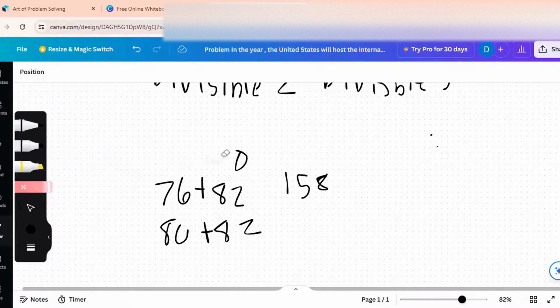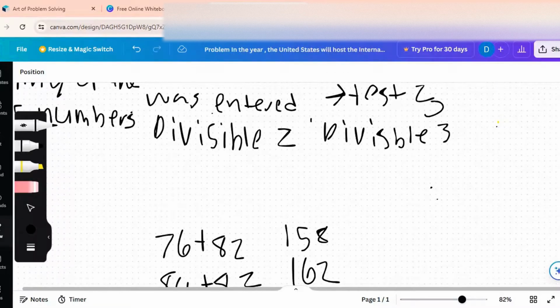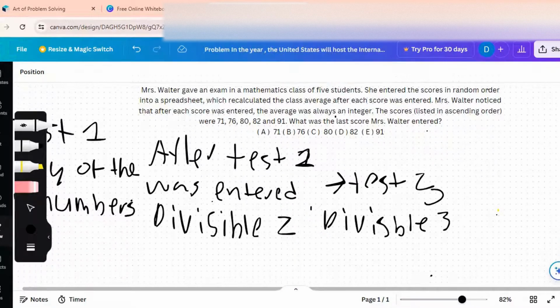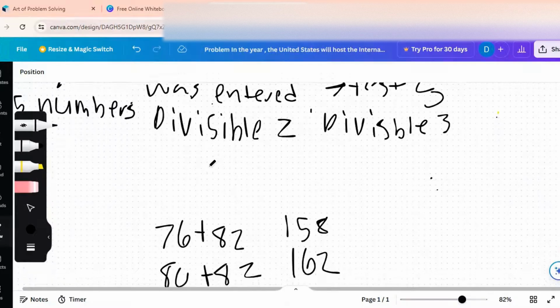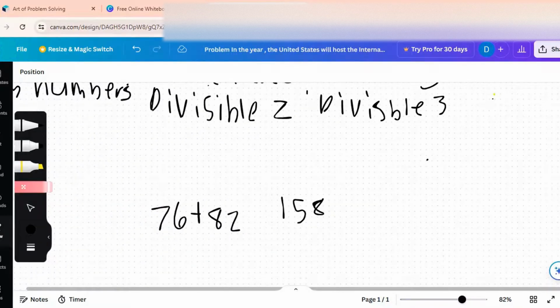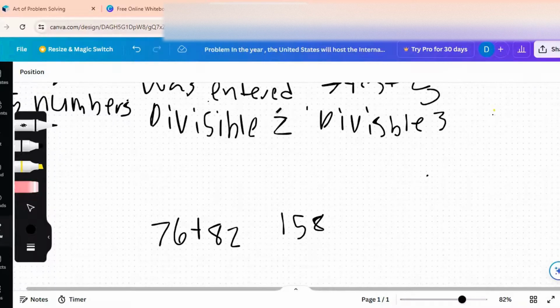We also have 80 plus 82, and that's 162, and that is divisible by 3. But once again, the other 3 numbers are not divisible by 3 to continue the pattern. For example, the reason why we eliminated them is, look, 6 is divisible by 3, and if there's another number that's not divisible by 3, will the sum still be divisible by 3? No, because you need both numbers to be divisible by 3. So we can cross out 80 plus 82. So the only thing left is 76 plus 82.